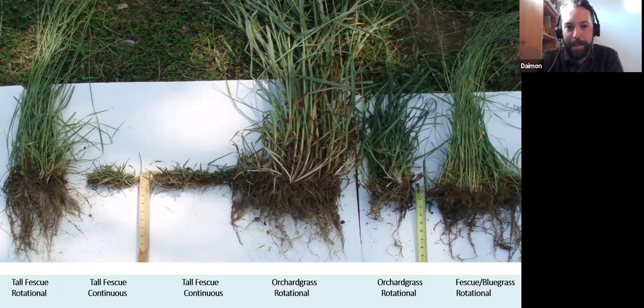If you've got that continuous grazing and you're not allowing those plants to grow taller, those root systems are going to be significantly diminished. You can also see with orchard grass, further to the right, there are a couple of orchard grass examples, and then a fescue bluegrass rotational on the end. I also like this slide too.